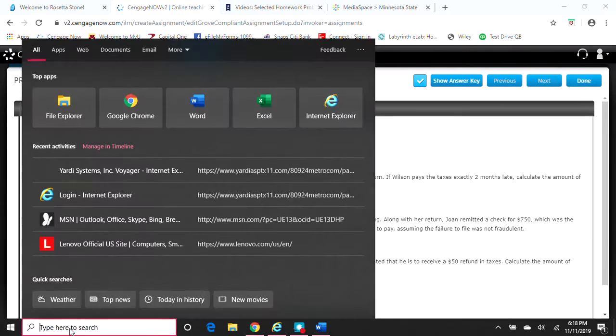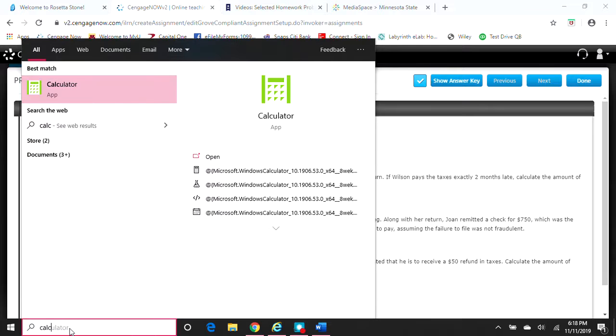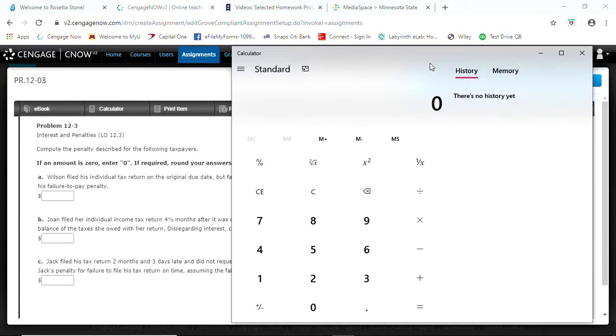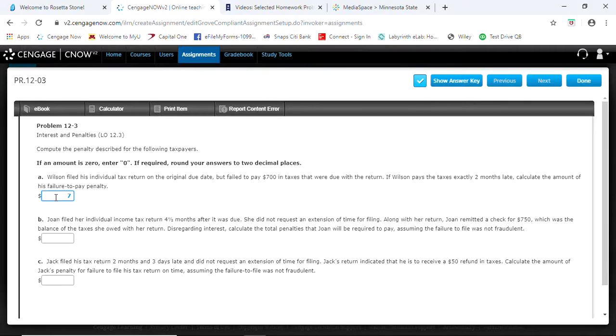So I'm going to pull up my calculator. So for every month, it's 1/2 of 1%. So let's enter that in. That's half of 1%, right? Times 2 months, because it's 2 months. And then times the amount that's due, which was $700. So the answer to part A is $7.